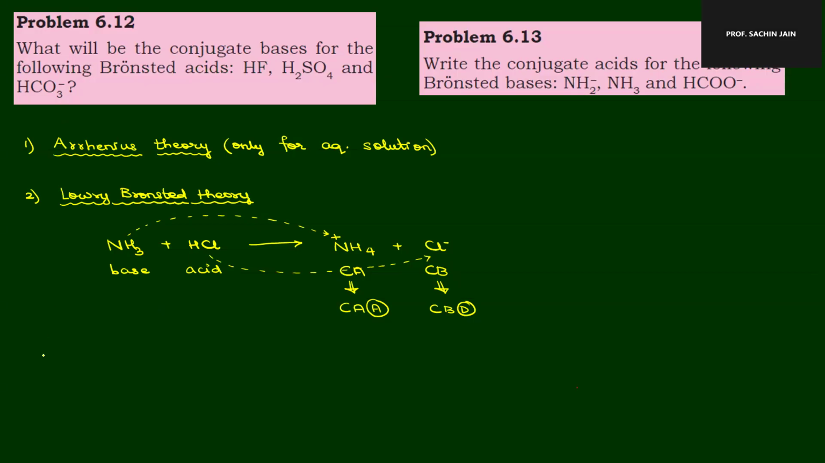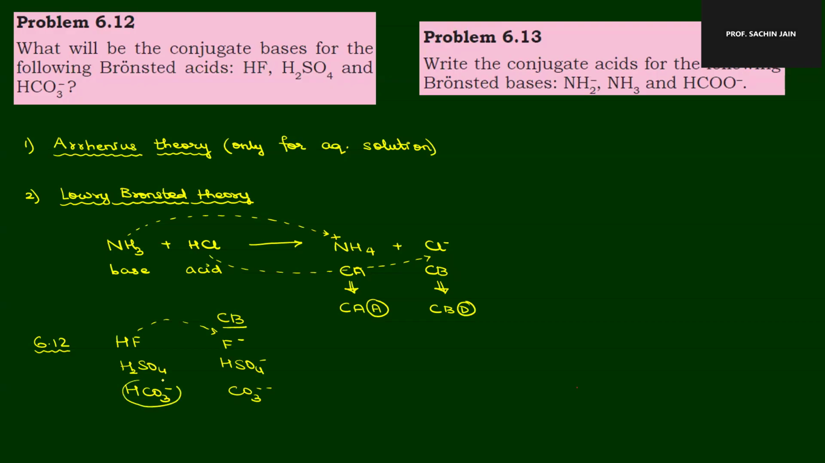ठीक है, तो अब प्रॉब्लम 6.12 अगर देखेंगे तो conjugate bases for the following Bronsted acids are being asked. So HF, H2SO4 and the bicarbonate. So in सब में से when you remove the proton, what you get is the corresponding conjugate base. ठीक है, तो अब F negative, sulfuric acid से HSO4 minus and the carbonate anion.